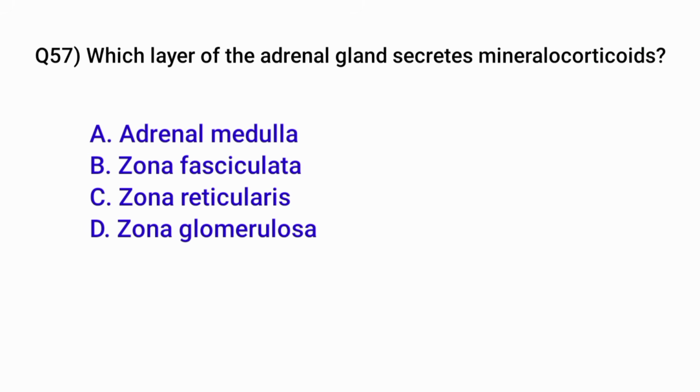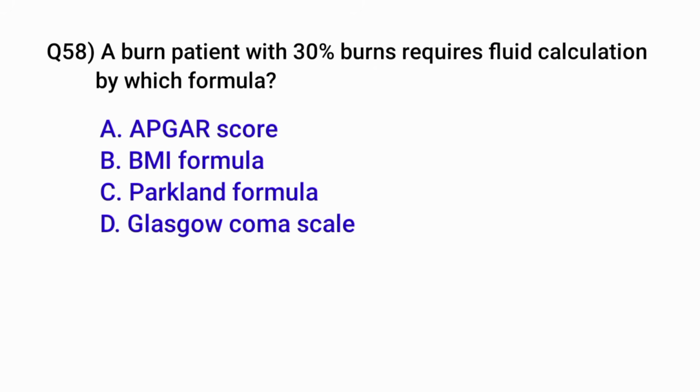Question number 57. Which layer of the adrenal gland secretes mineralocorticoids? Correct option is D, zona glomerulosa. Question number 58. A burned patient with 30% burns requires fluid calculation by which formula? Correct option is C, Parkland formula.